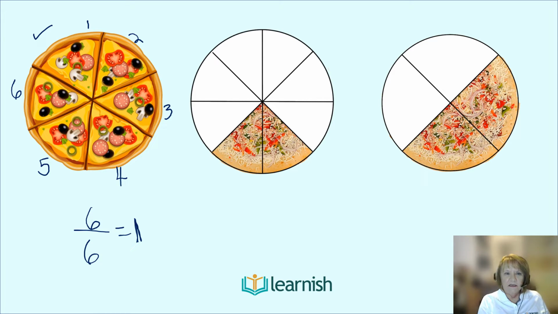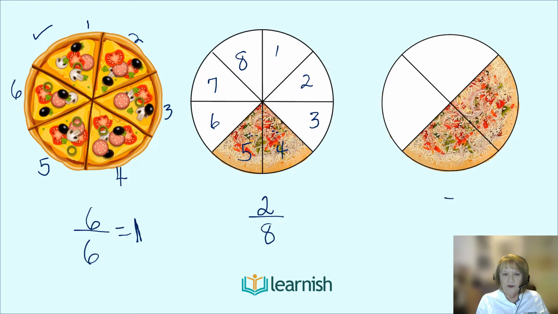This pizza is divided into 1, 2, 3, 4, 5, 6, 7, 8 slices, or 8 pieces. So we'll put that number on the bottom for the denominator, but we only have 2 pieces left. So that will be our numerator. We have 2/8 of a pizza.